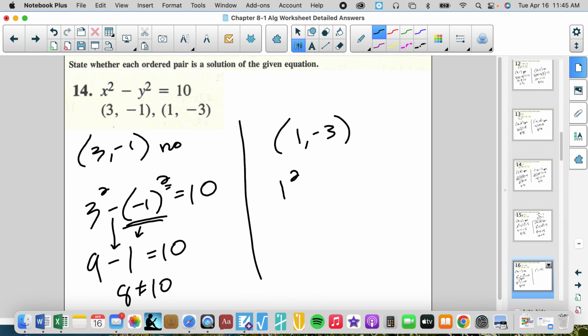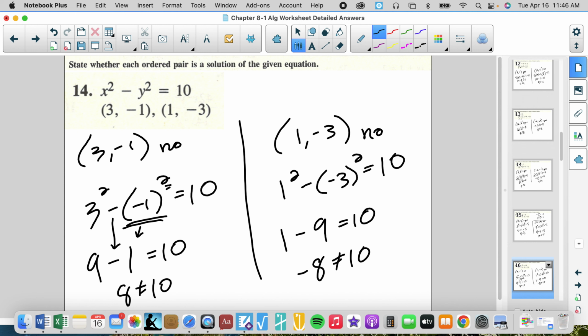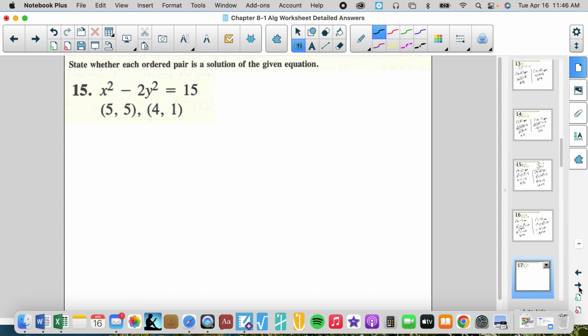Now we have the point 1 comma -3. That's 1 squared minus the quantity of -3 squared equals 10. That is 1 minus 9. That also does not equal, so that is a no also.